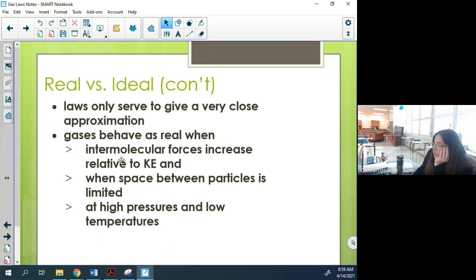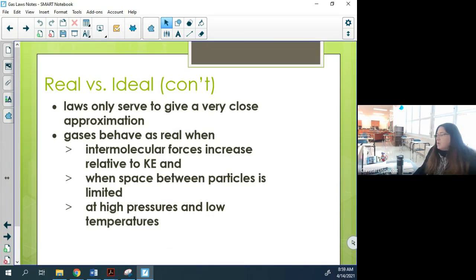Gases behave as real gases when the intermolecular forces increase, when the space between particles is limited, and at high pressures and low temperatures. This is a real common thing that they will ask you about, high pressures and low temperatures, and we'll talk about that. Did you have to write these down?